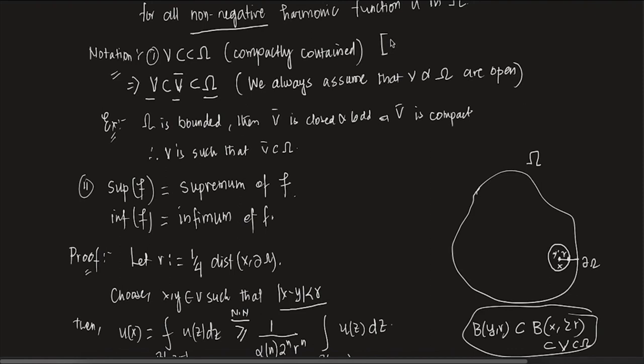I skipped it. So V is contained in a compact set which is contained in omega. Omega can be any set, it doesn't matter, omega doesn't have to be bounded, but V is contained in a compact set which is contained in omega. This is what it said.